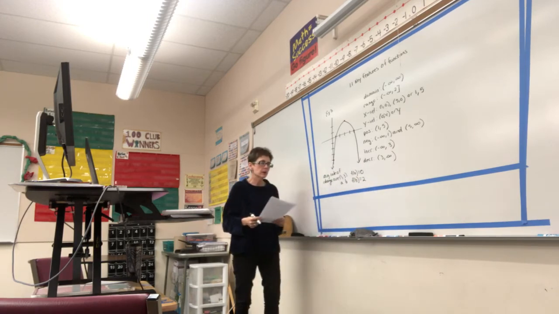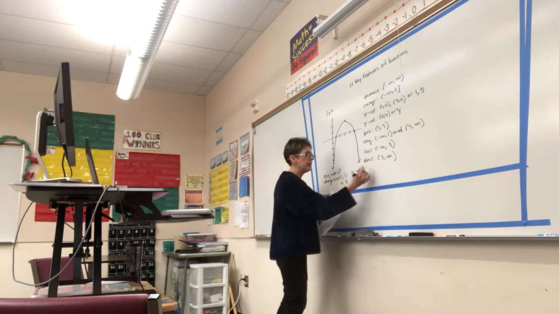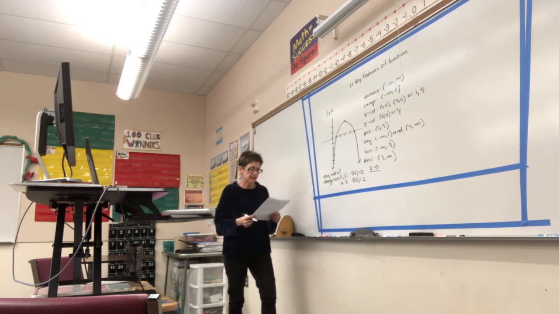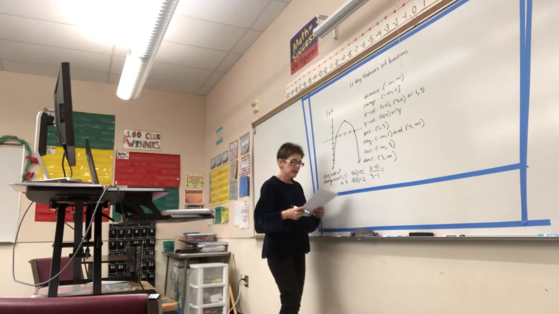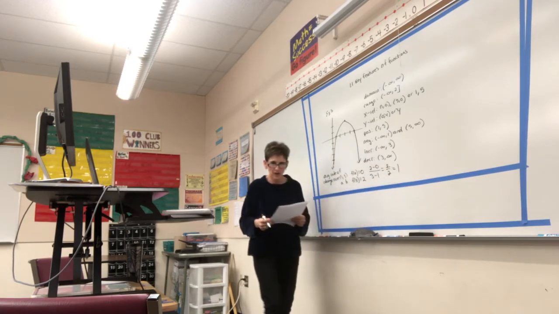So to use the slope formula in this case, I would take f(b) minus f(a), or 2 minus 0, over b minus a, which would be 3 minus 1. That ends up being 2 over 2, or just 1.